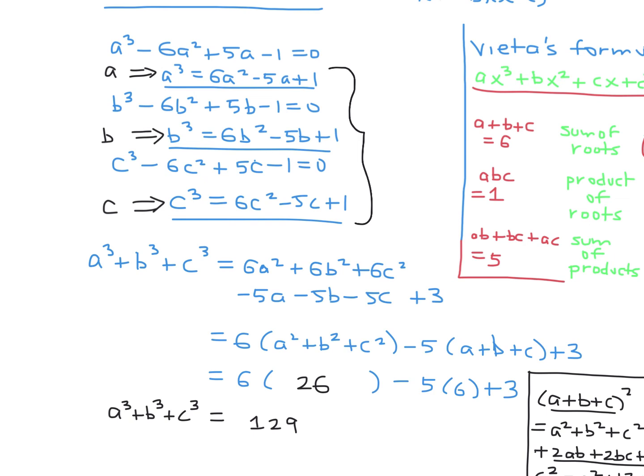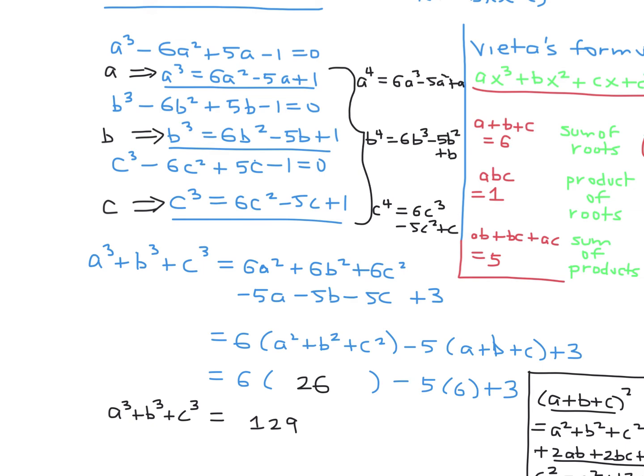So you will basically get a to the power of 4 is equal to 6a to the power of 3 minus 5a squared plus a. Right? You guys see what's happening here? So this will be b to the power of 4 is 6b to the power of 3 minus 5b squared plus b. And this one, when you multiply through by c, you get c to the power of 4 is equal to 6c to the power of 3 minus 5c squared plus c. So that's all it is.